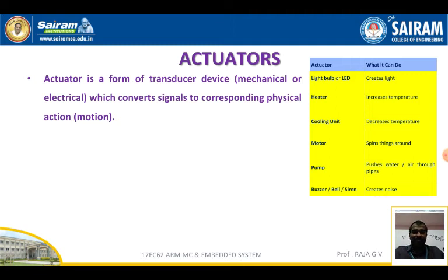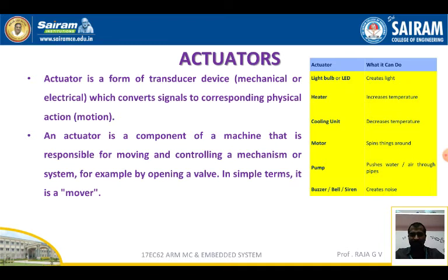Next, actuator. What is an actuator? An actuator is a form of transducer which converts mechanical or electrical energy into a signal corresponding to a physical action or motion. It also converts one form of energy into another form of energy. That means from mechanical motion, or electrical energy, to the corresponding physical action. Some examples of actuators are an LED bulb which creates light, a heater which increases the temperature, a cooling unit, motor, pump, and buzzer.